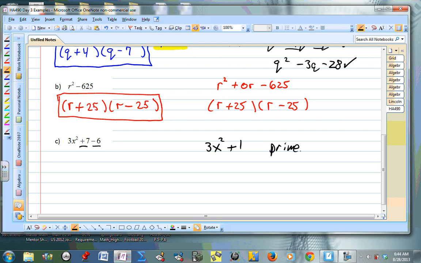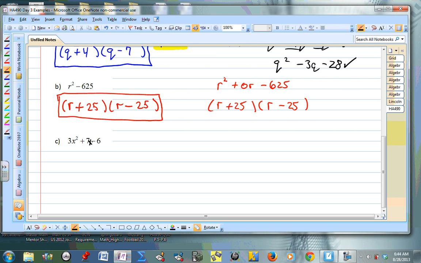But there's a typo. We didn't intend for you to have this prime polynomial. What we meant to have is the middle term be 7x. So please put the x in there. And we're going to talk about how to factor a trinomial whose leading coefficient is not 1.